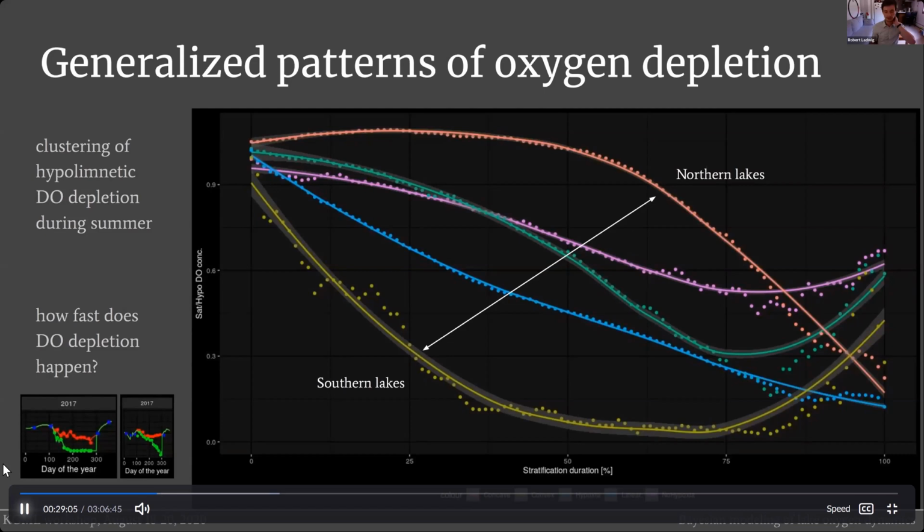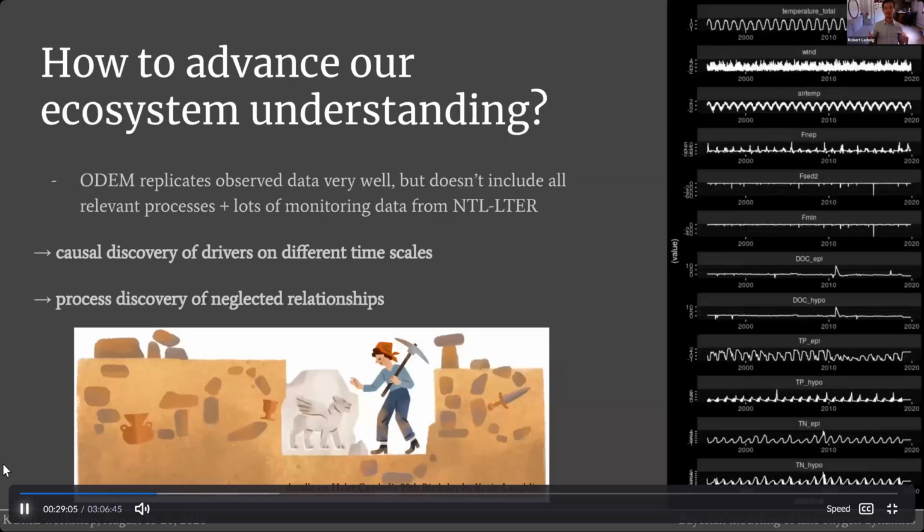But now we would love to advance our ecosystem understanding. So we have this process-based model that replicates the data very well, but it doesn't include all the important processes because it's simplified. And we also have lots of monitoring data from our LTER program. So now we want to dig deeper and explore more of our data set. And we have two big questions.